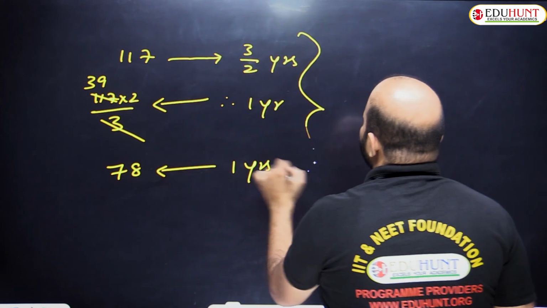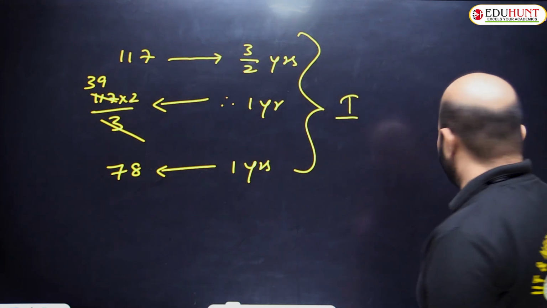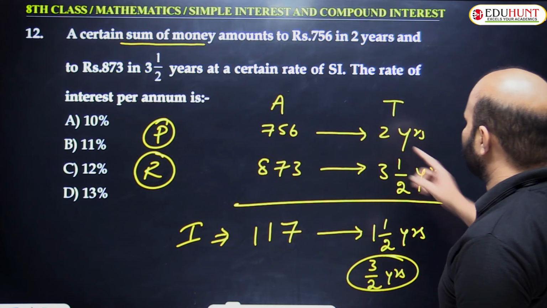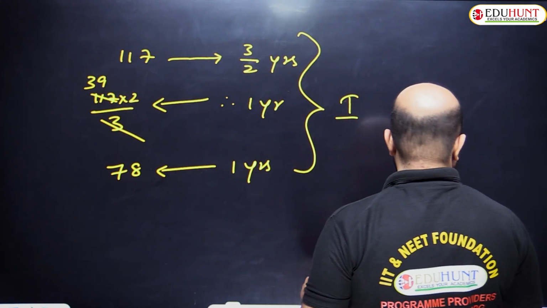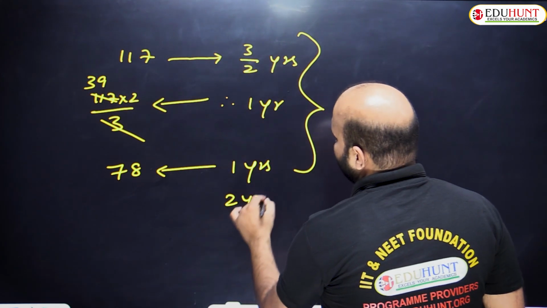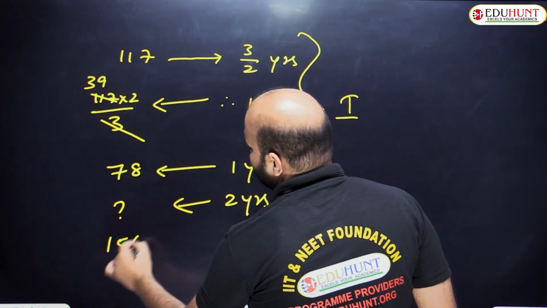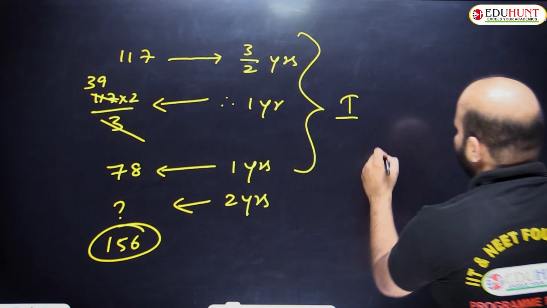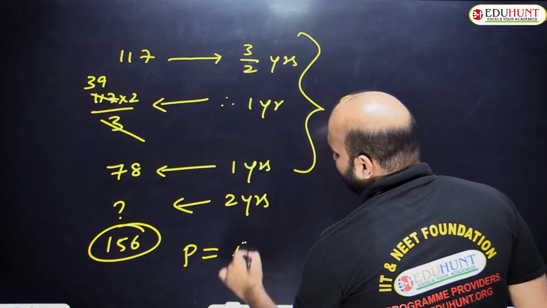The difference between the amounts is called interest. But here, how many years are given? 2 years. 1 year interest is 78. Therefore, 2 years interest equals 78 into 2, nothing but 156 rupees. This is the 2 year interest. First you have to find the principal. Principal equals, by the formula, amount minus interest.